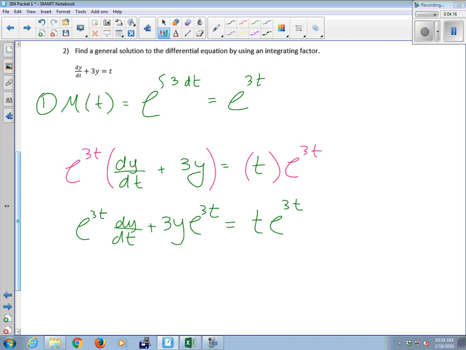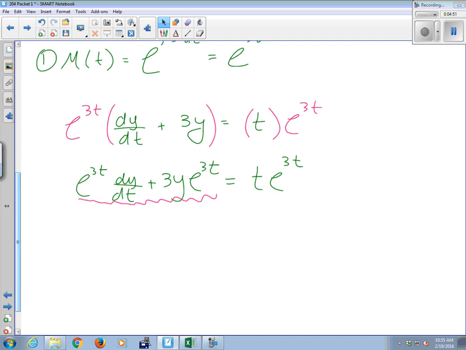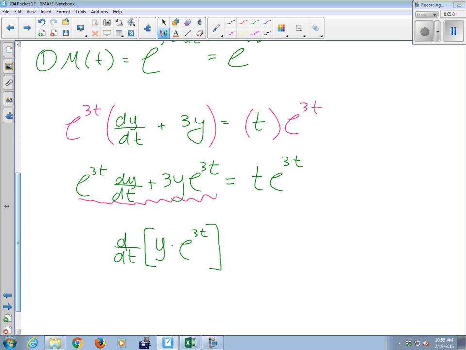Now, this we should be able to recognize as the result of applying the product rule. So this is a function, e to the 3t, times the derivative of another function, y. It's like first times the derivative of the second plus the second, which is just regular old y, times 3e to the 3t, the derivative of e to the 3t. So this is the derivative of y times e to the 3t. If I applied the product rule to y times e to the 3t, I would get this.